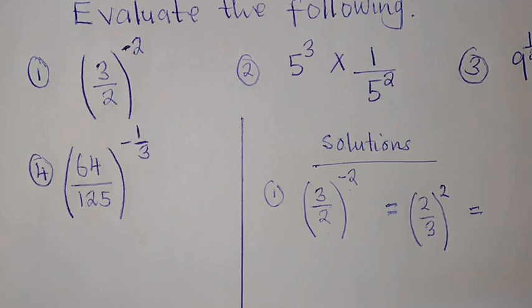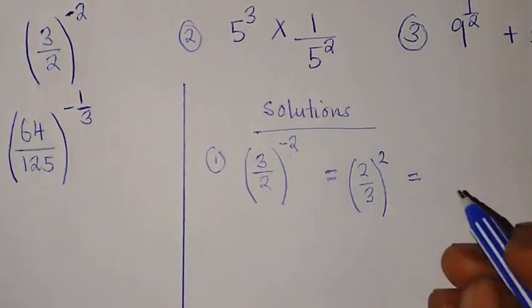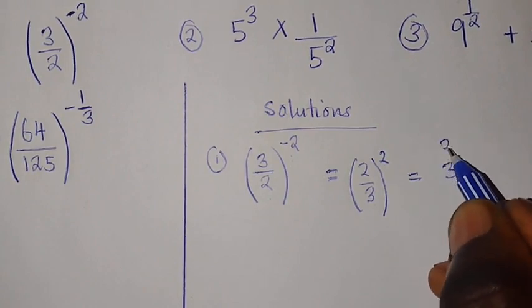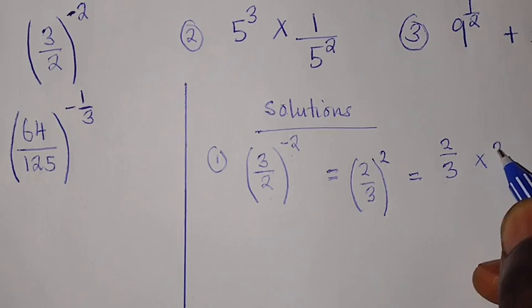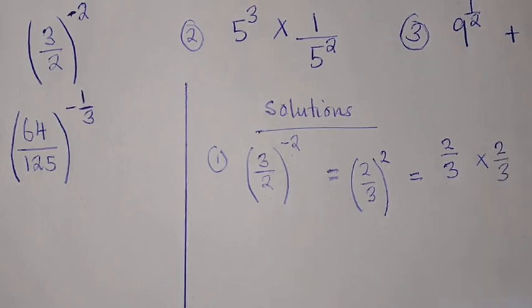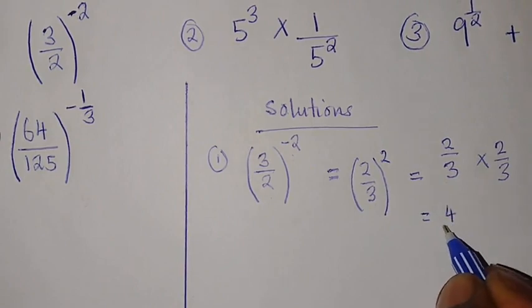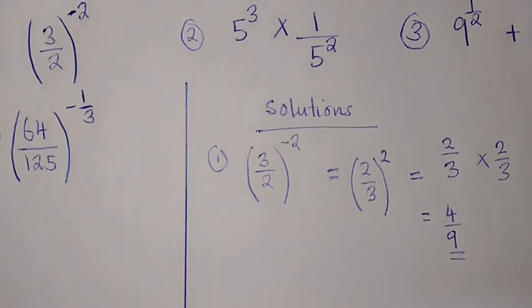This can be written like this: 2 over 3 times 2 over 3. From here, 2 times 2 is 4, and 3 times 3 is 9. So 4 over 9 is our final answer. So we have answered our question 1.